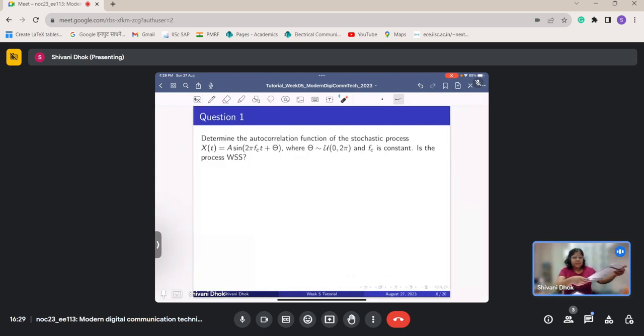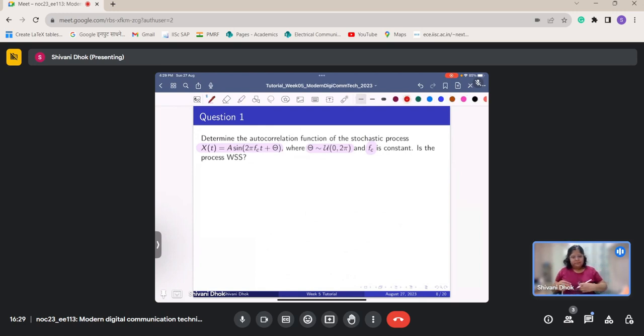So what does this question say? Determine the autocorrelation function of the stochastic process given by X(t) equals A sin(2 pi fc t plus theta), where theta is uniformly distributed from 0 to 2 pi, and fc is constant. Is this process a wide sense stationary process?